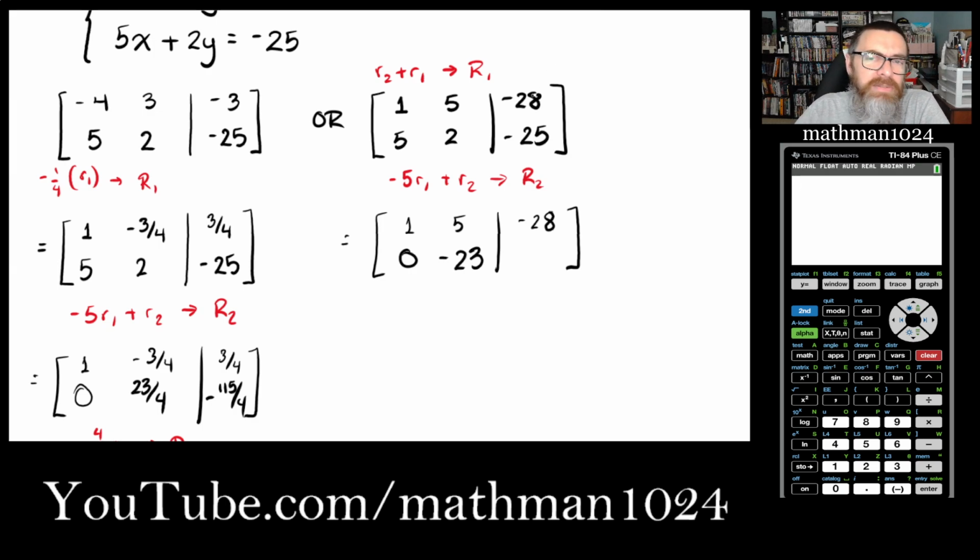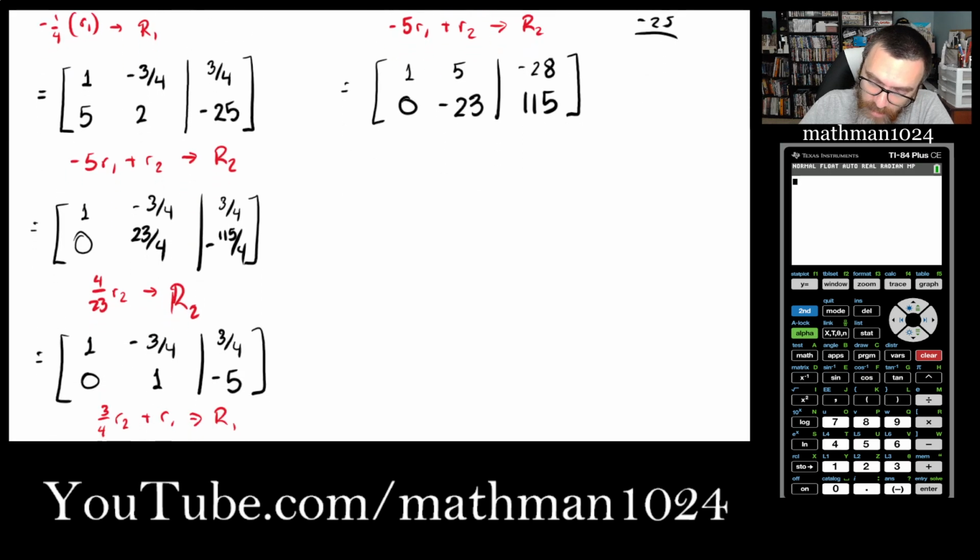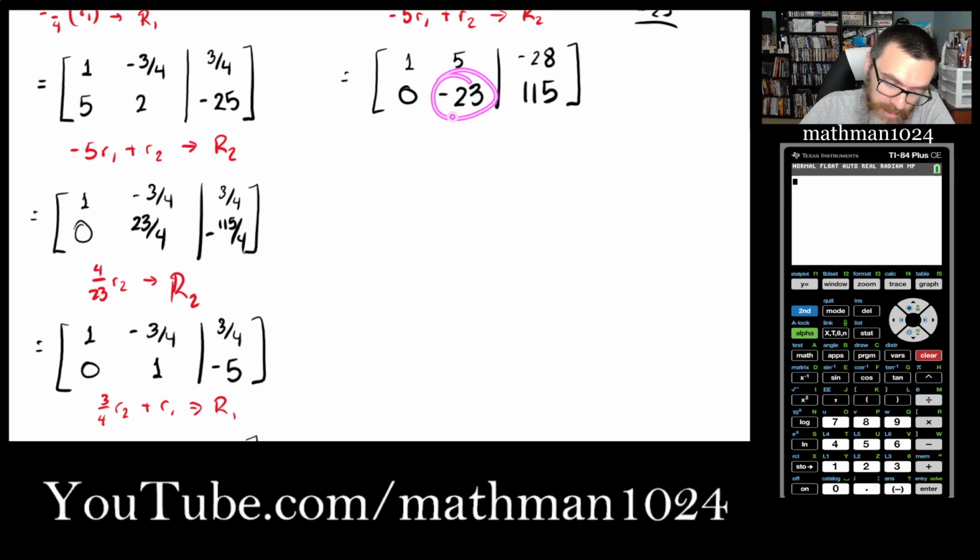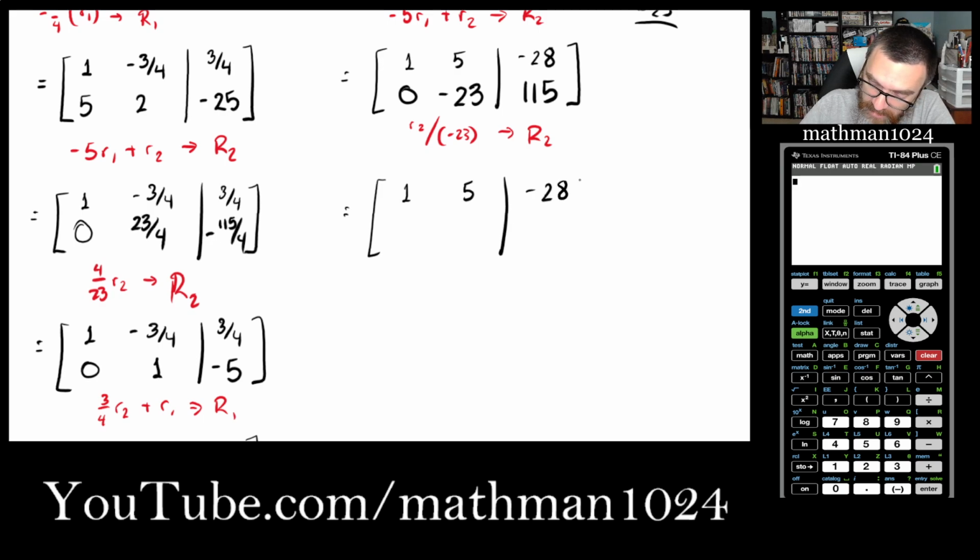Negative 5 times negative 28 is positive 140. You're going to add that to negative 25, so you get 115. And we want this guy to be a 1. So we will take row 2 divided by negative 23 and replace that in row 2. All right, so that's 1, 5, negative 28, 0, 1. We already know that 115 divided by 23 is 5, so this is negative 5.